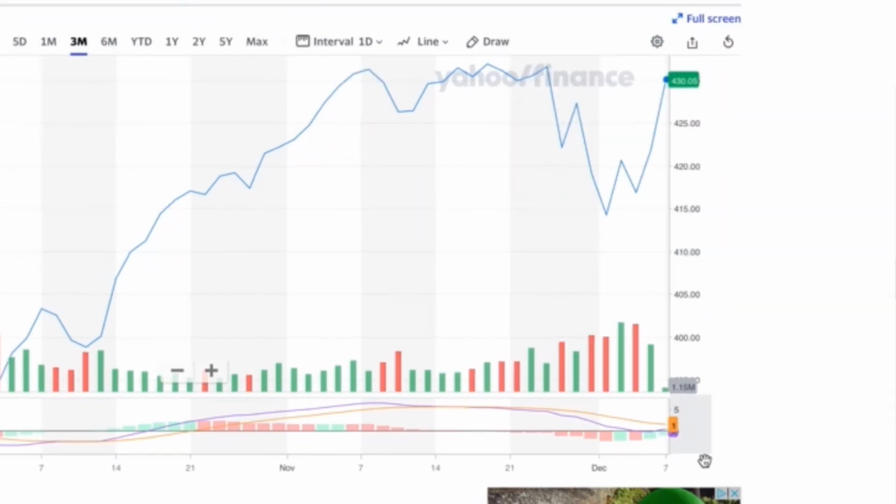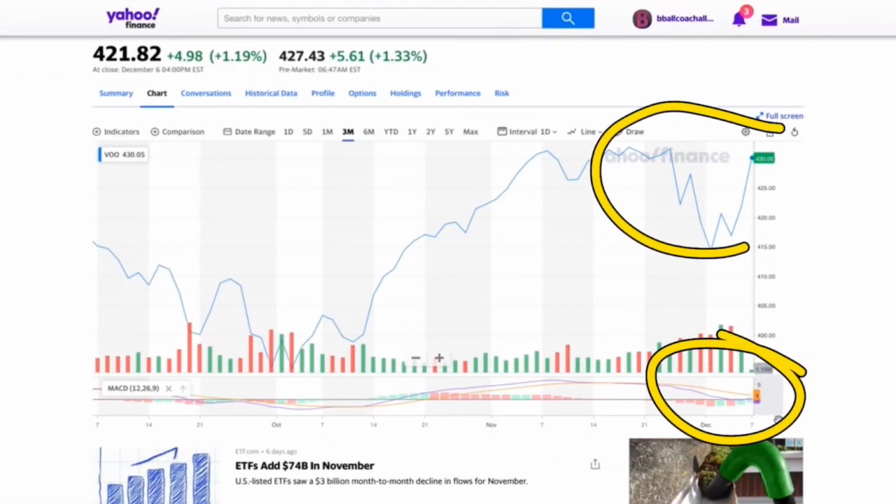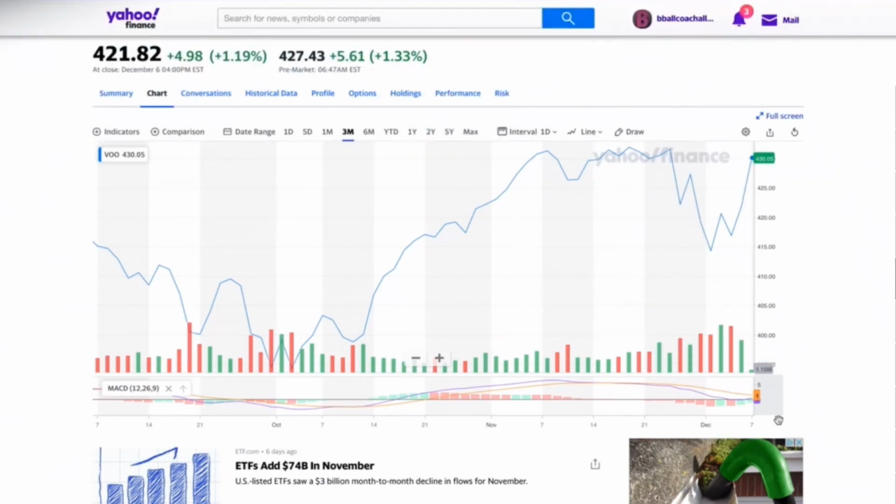And when you're looking at something like VOO or SPY and you see this happening, that usually means that the broad market, including pretty much most stocks that you may even invest in, will continue to go higher. This is actually a very good sign as to what's happening right now.